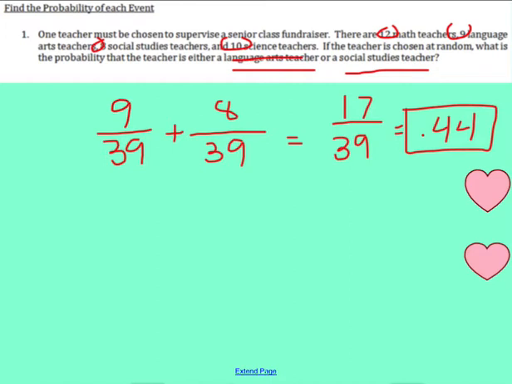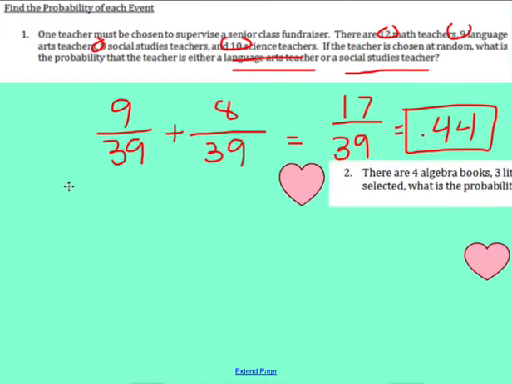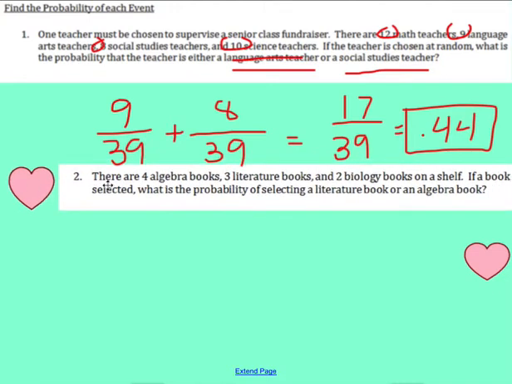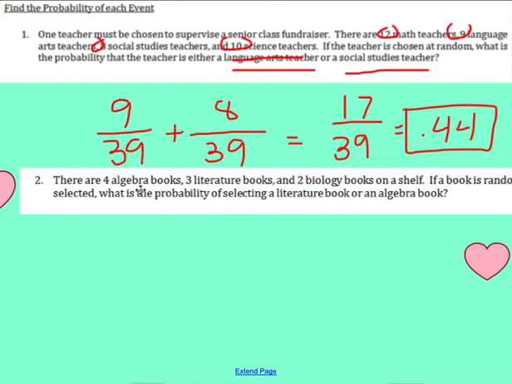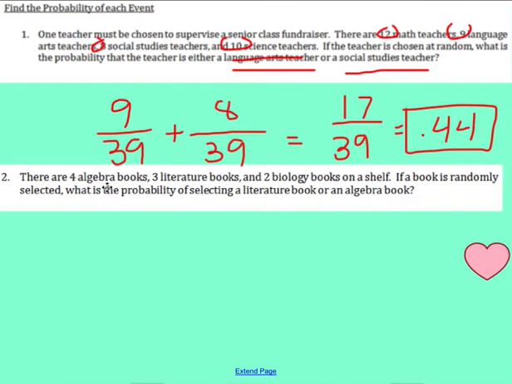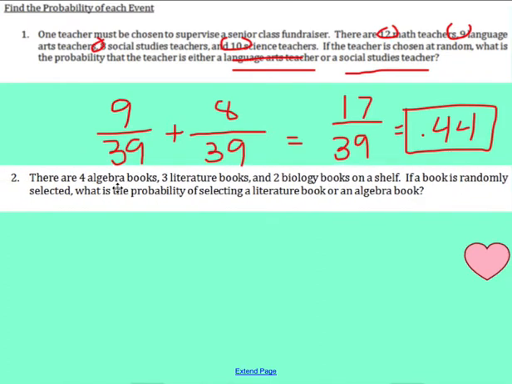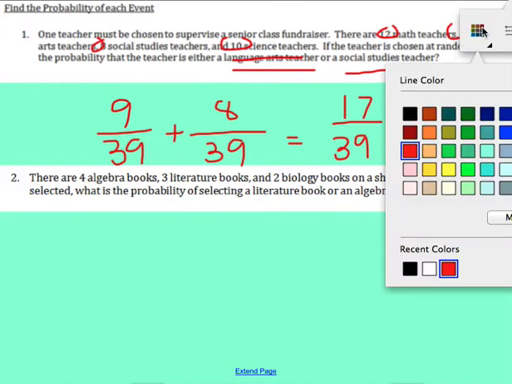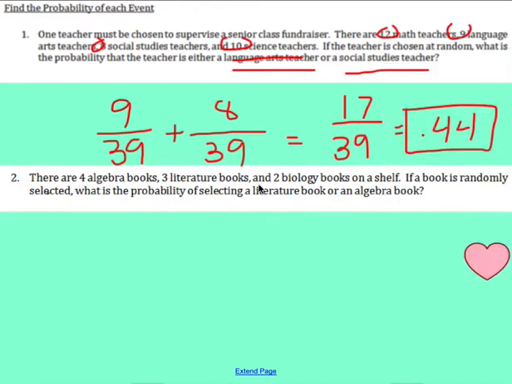Okay, next let's go ahead and take a look at number 2. So it says there are 4 algebra books, 3 literature books, and 2 biology books on a shelf. If a book is randomly selected, what is the probability of selecting a literature book or an algebra book? So first thing I want to do is figure out the total number of books that I have, which is 4 plus 3 plus 2. So 4 plus 3 plus 2 is going to give us 9 total books. So there's 9 total books.